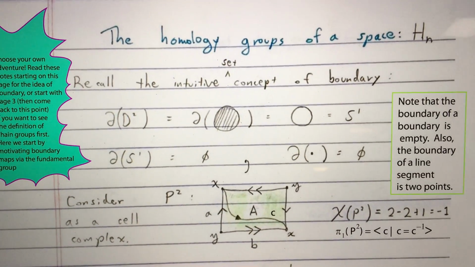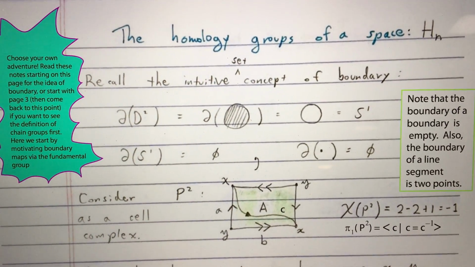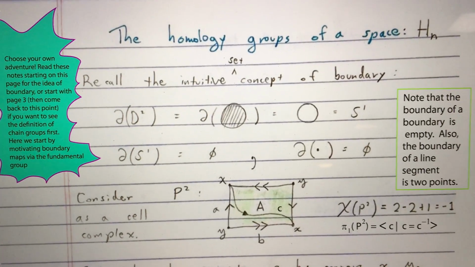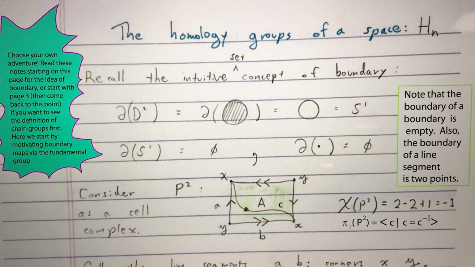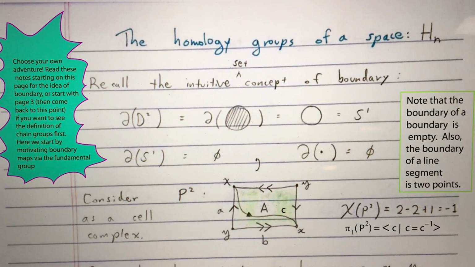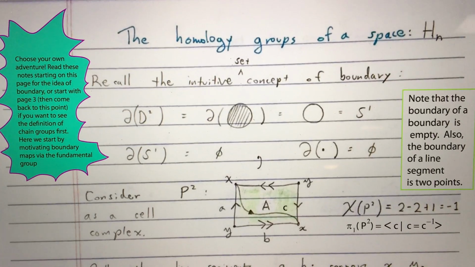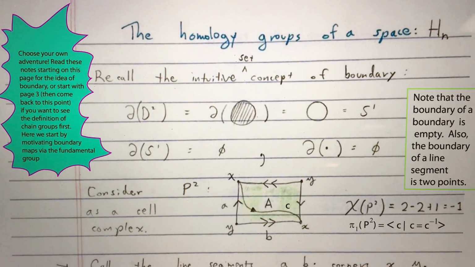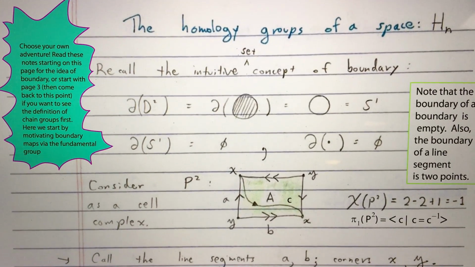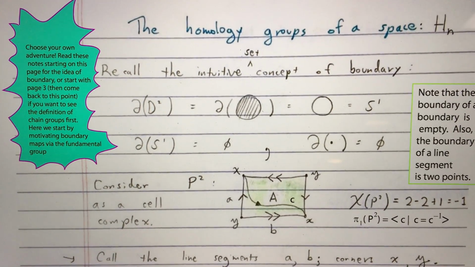And the important point to notice here is that when you take boundaries twice in a row, the boundary of a boundary, you get something that's empty. For that dot, if you take the boundary of a line segment, you get two dots, 2 points. And then if you take their boundaries, both of them are empty. That's going to be really useful.